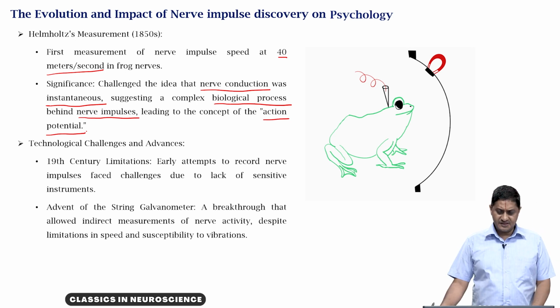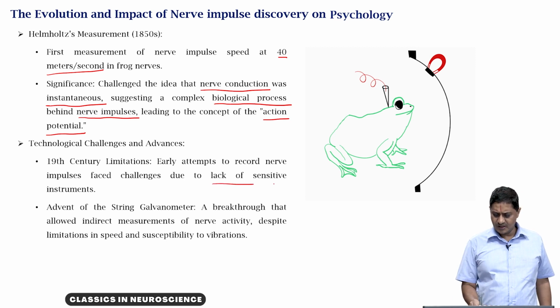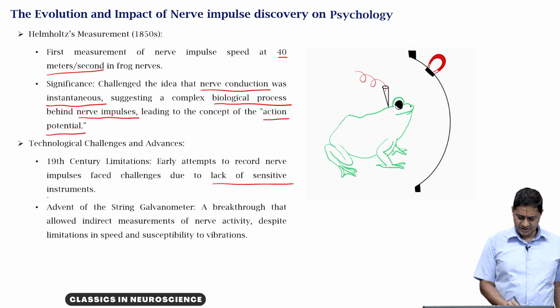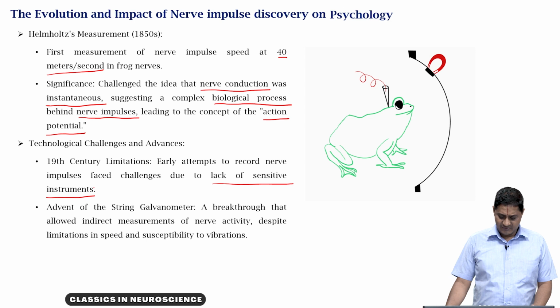So, in the 19th century, measurement and description of the action potential was severely challenged by technological development. There was no equipment sensitive enough to detect and measure nerve impulses or action potentials. So, there was a lack of this. The string galvanometer became available. This allowed indirect measurement of nerve activity, but there were some limitations.